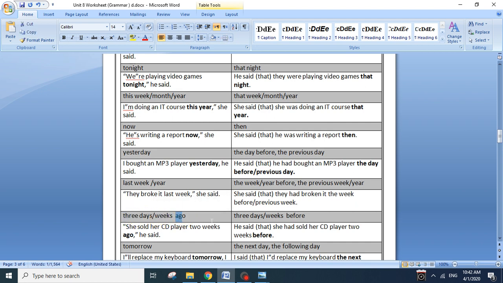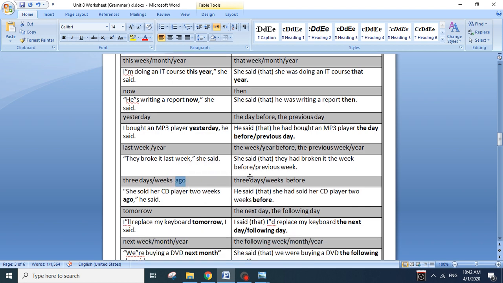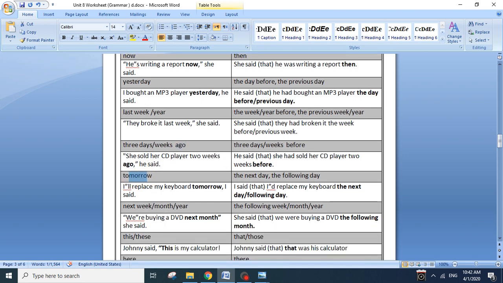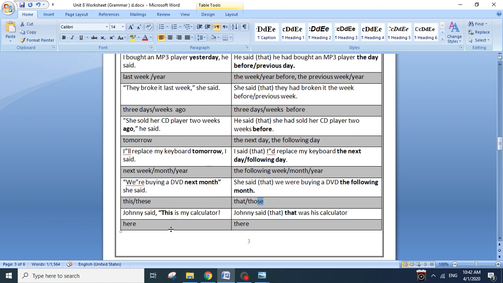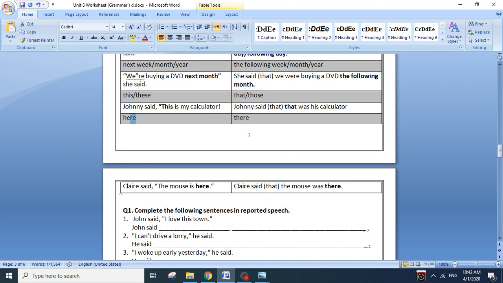Three days or 3 weeks ago: here with ago, you have to change ago into before. So 3 days before, 3 weeks before. Tomorrow into the next day or the following day. Next week, next month or next year into the following week, month or year. This or these into that or those. So this into that, these into those, here into there.